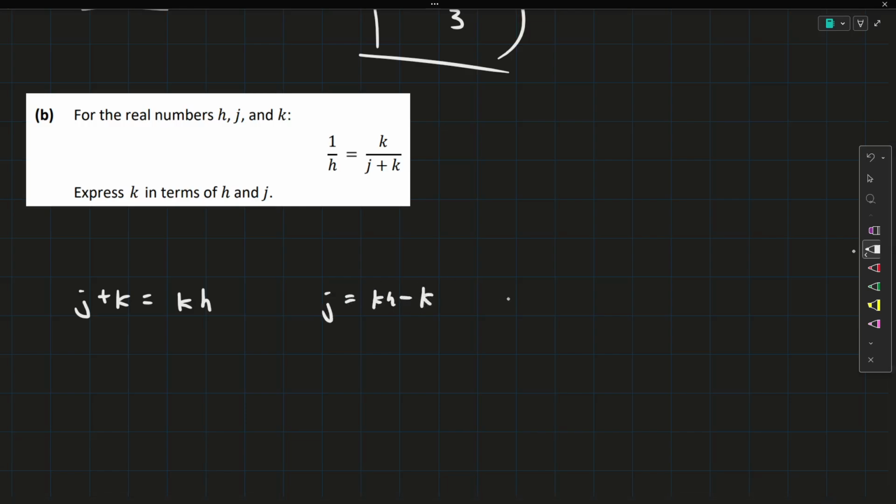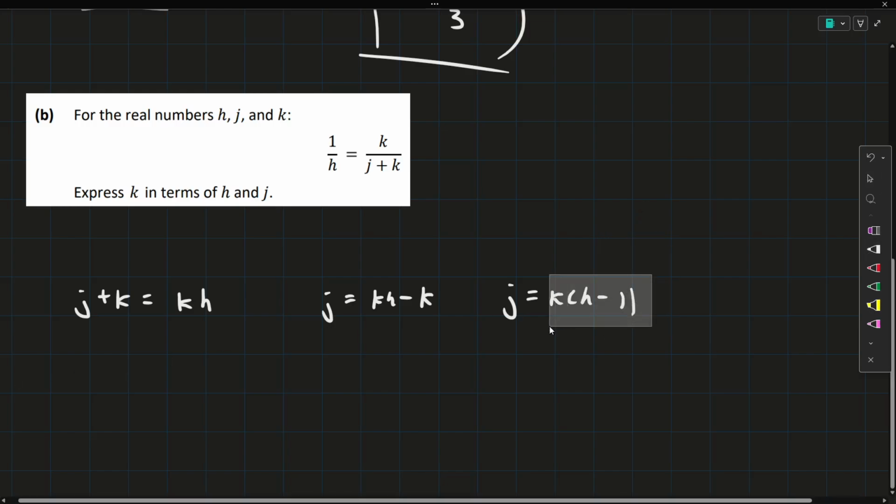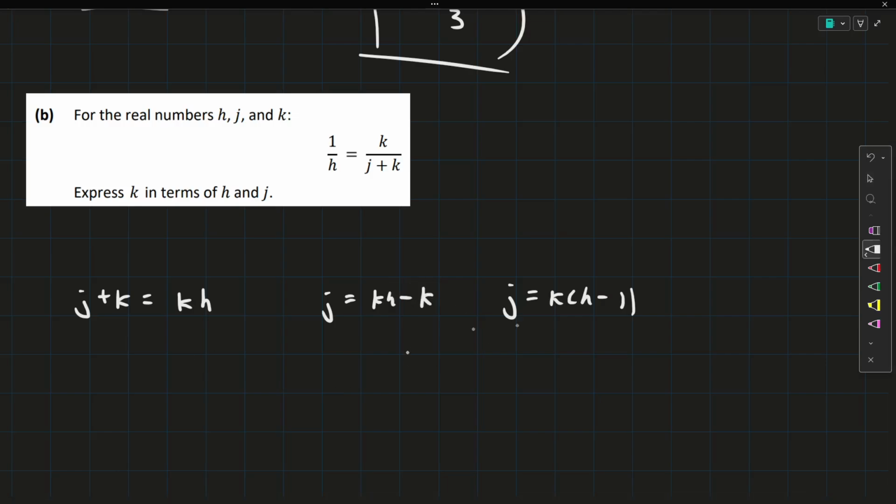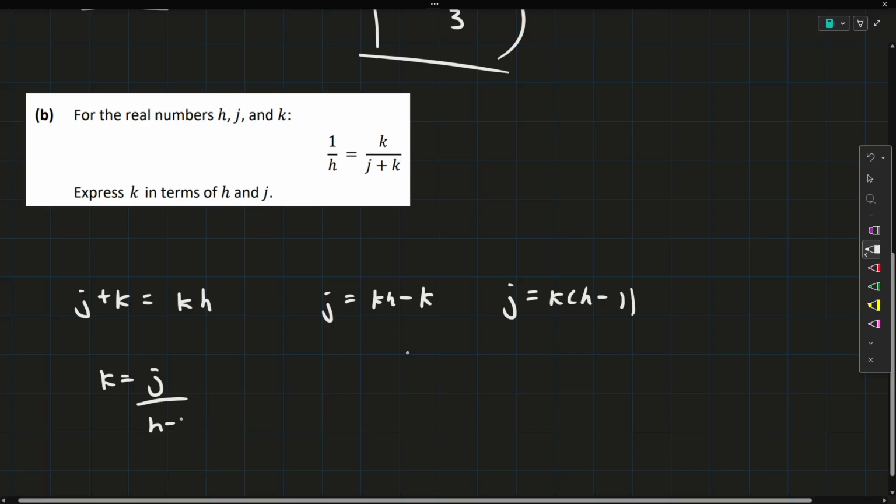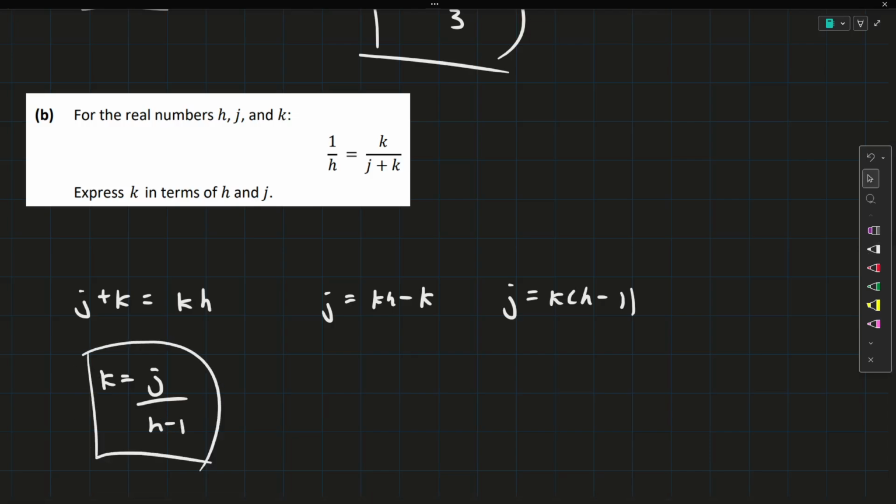Then we can factor out a k and say that j is equal to k times h minus k. Sorry, that's not right. I meant k times h minus 1. Apologies. And then you can multiply this out and see that it's the same as this. Then we can divide both sides by h minus 1 and get that k is equal to j divided by h minus 1. And that's our expression for k.